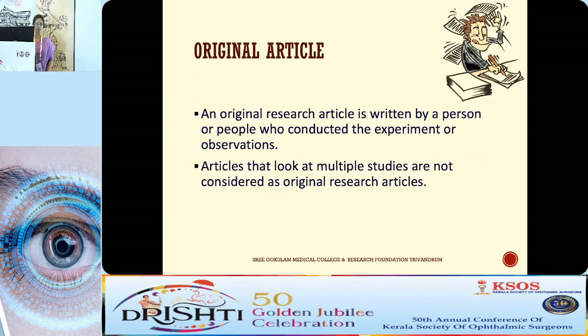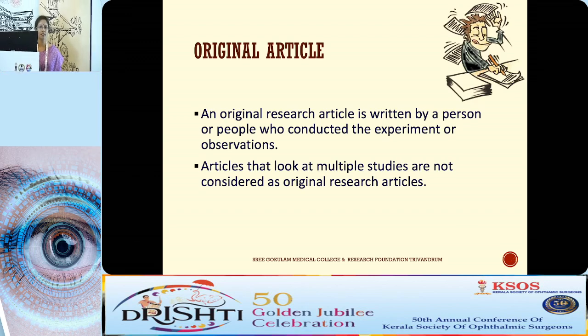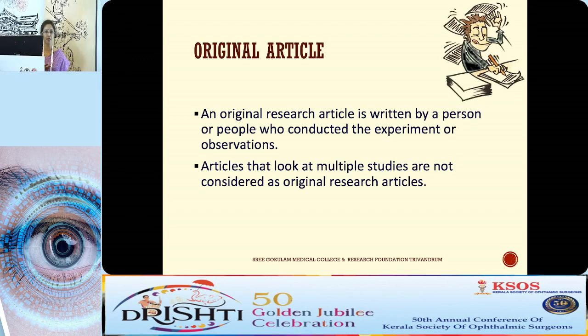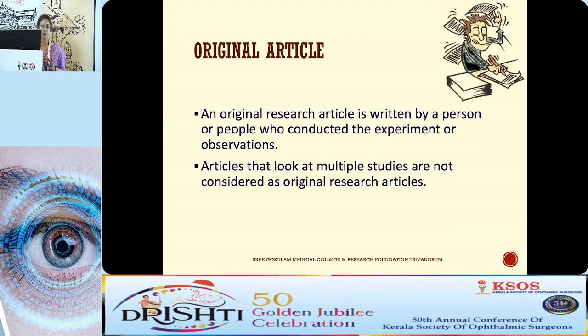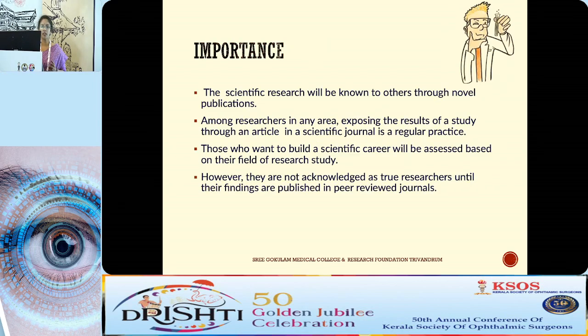So what is an original article? An original article is the one that is written by a person or a number of persons who have done the actual work, the actual research work. That is, if you're going through many studies and then you're compiling and writing an article, then it is not an original article. So what is the importance? Why should you write an original article?